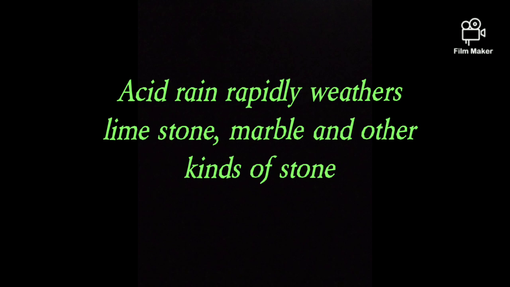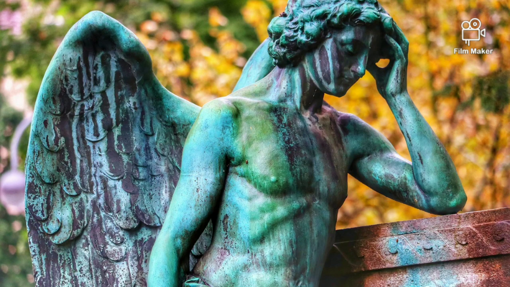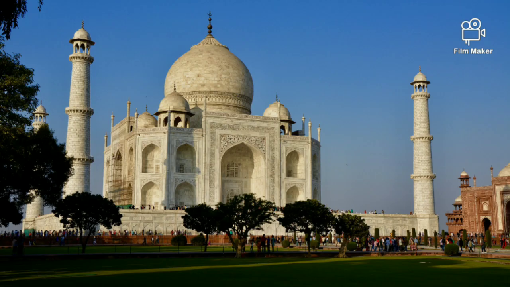Acid rain rapidly weathers limestone, marble, and other kinds of stone. Acid rain has also damaged many historic buildings and monuments. For example, the Taj Mahal.